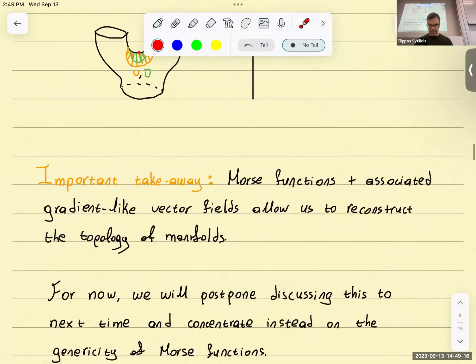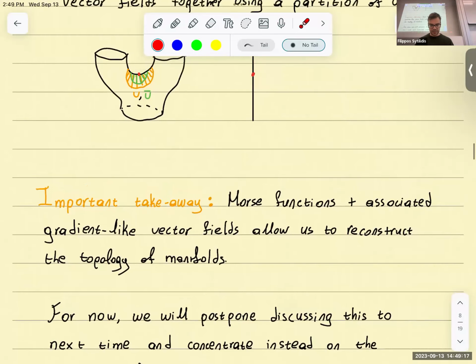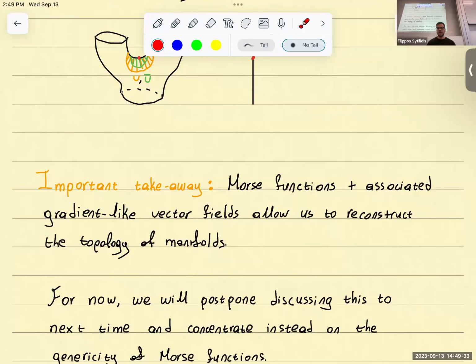And I guess the important thing in the story is that Morse functions with associated gradient-like vector fields allow us to reconstruct the topology of manifolds. It's not something that we are going to see explicitly today. I'm happy to talk more about it next week or some other time. But that's really the key extra data that one associates to a Morse function to get information about the manifold that you began with.